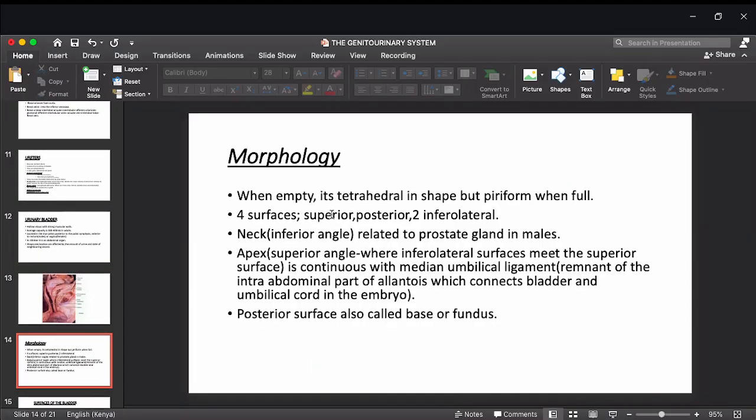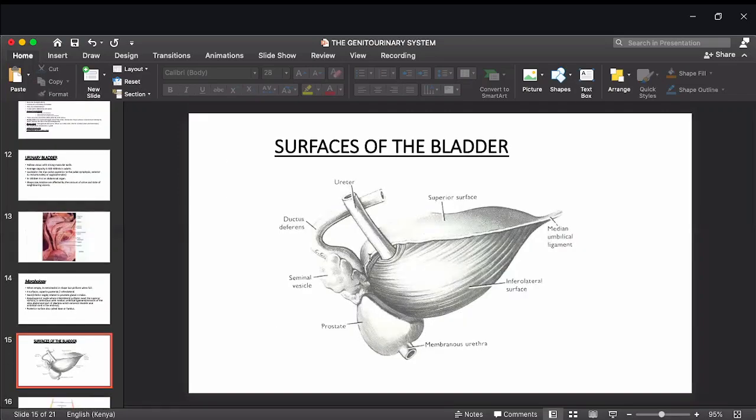So the morphology, when empty, is tetrahedral; when full, you must appreciate that. I'm not going into such details for now. The surfaces of the bladder: we have the superior surface, the inferolateral surfaces, and the median umbilical ligament. You can appreciate how the ureter enters and how the membranous urethra leaves. You can see where the prostate is. This is just a topographical presentation.